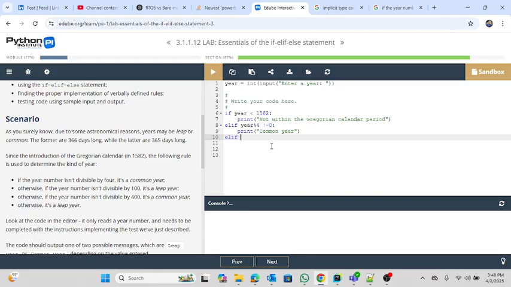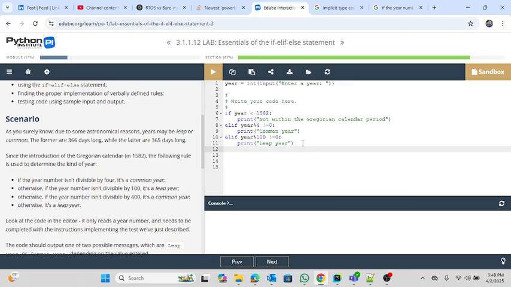Here it is divisible by 4, and the second condition: if the number is not divisible by 100, then it's a leap year. Then here, year percentage 100 not equal to 0, then it's a leap year. Print leap year. That means if the first condition fails, it comes to here, right? So here it is divisible by 4 and here it is not divisible by 100, then it's a leap year. It should be divisible by only 4. Then it's a leap year.